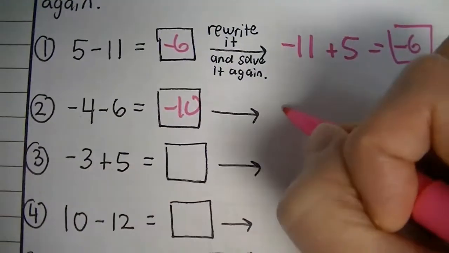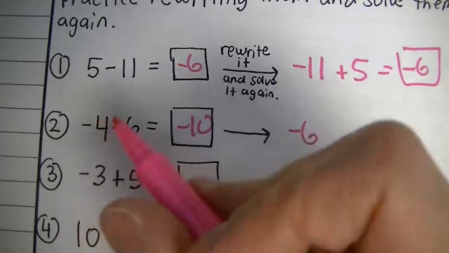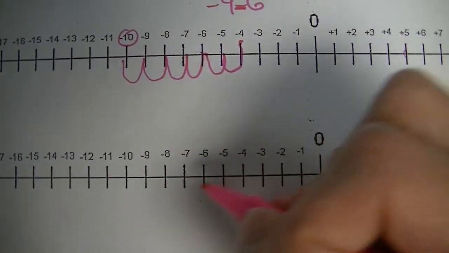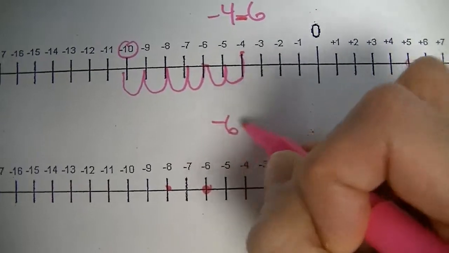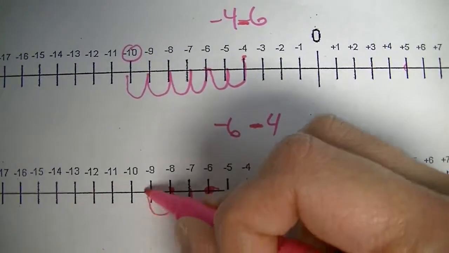So you see there's a minus in front of that 6, so make it negative 6. And then a minus, or a negative, same thing, in front of that 4. And we should still get the same solution. So negative 6 minus 4, there's negative 6. And we have to go to the left 4 units. So 1, 2, 3, 4 puts us at negative 10.